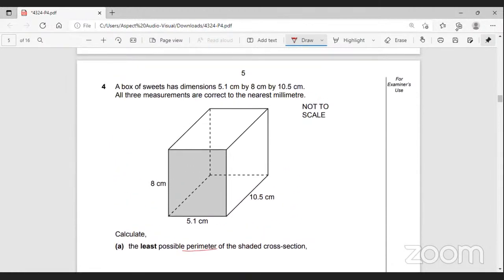So one millimeter is equal to how many centimeters? One centimeter is equal to how many millimeters? So we are going to remember this one. They are saying that all three measurements are correct to the nearest what? Millimeter. Are we together? It's correct to the nearest millimeter. Now we need to convert, but when you look at this, this is centimeter, it's not millimeters.